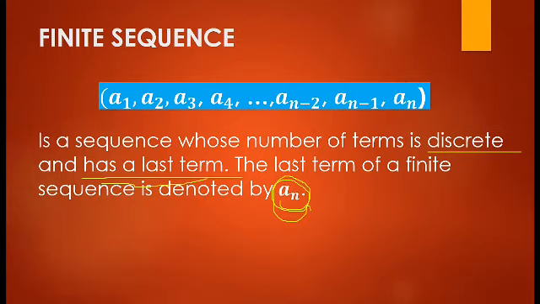Okay, so what is the difference between infinite and finite? Infinite does not have a last term, while finite has a last term. Infinite is continuous, while finite sequence has discrete terms.